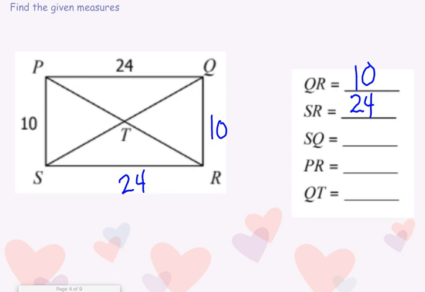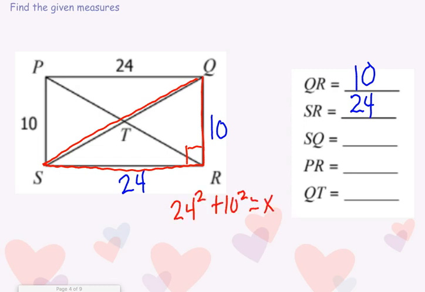What about SQ? This guy right here. Interesting. Yeah, very interesting. Well, let's just look. If I trace out this big triangle, what kind of a triangle is it? Right angle. So what theorem are you thinking? Pythagorean theorem. So 24 squared plus 10 squared equals our x squared. We'll go like this so we know it goes to SQ.